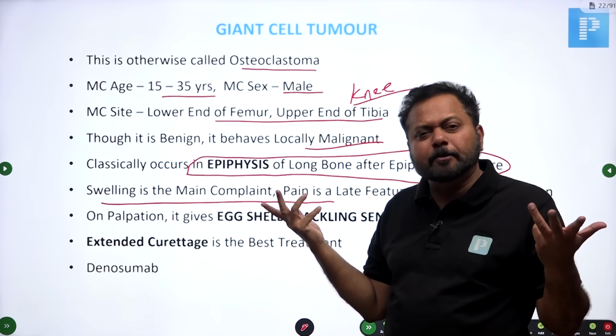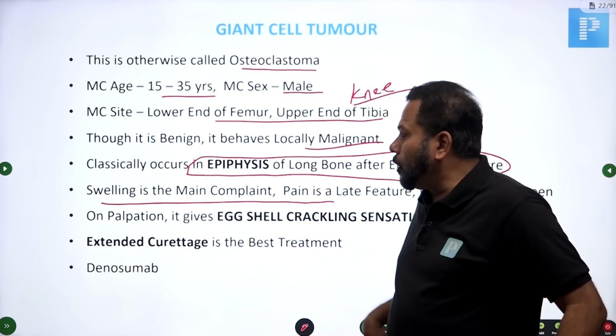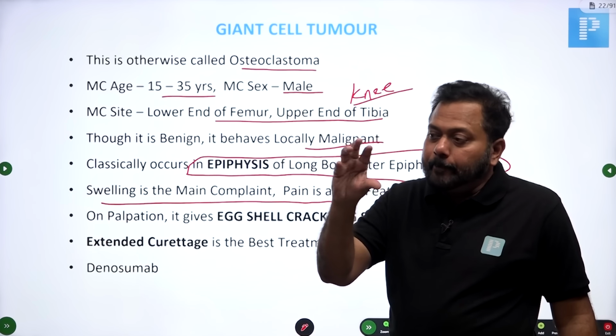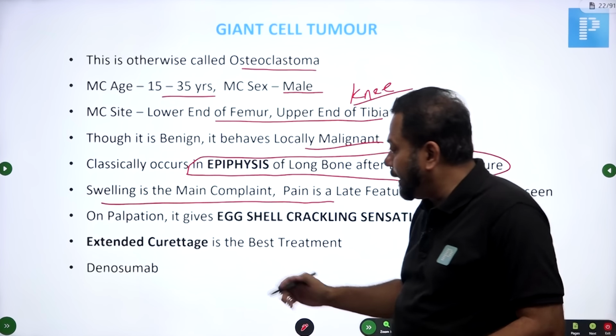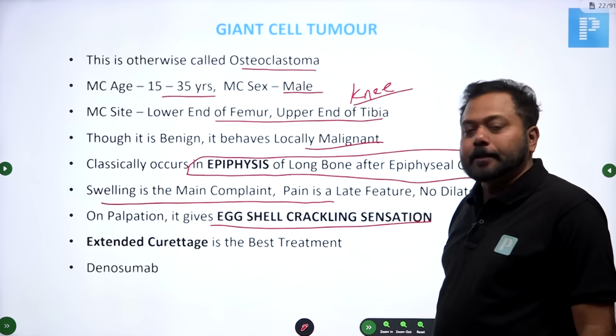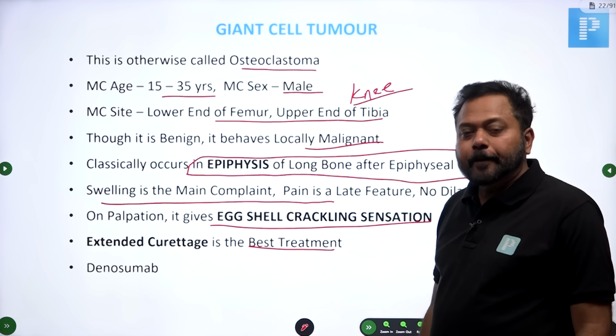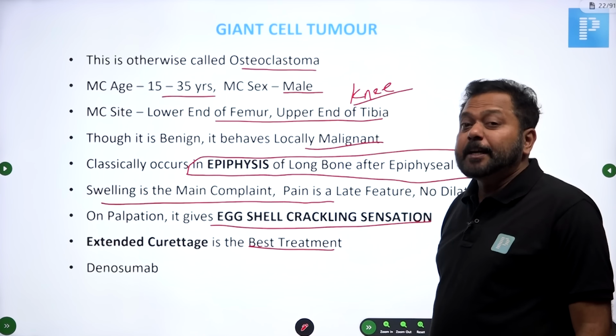So most of the time it is painless swelling. On palpation, because of the soap bubble appearance, palpation gives an eggshell crackling sensation. Extended curettage is the best treatment. And if they ask a question, is there any drug therapy for giant cell tumor?